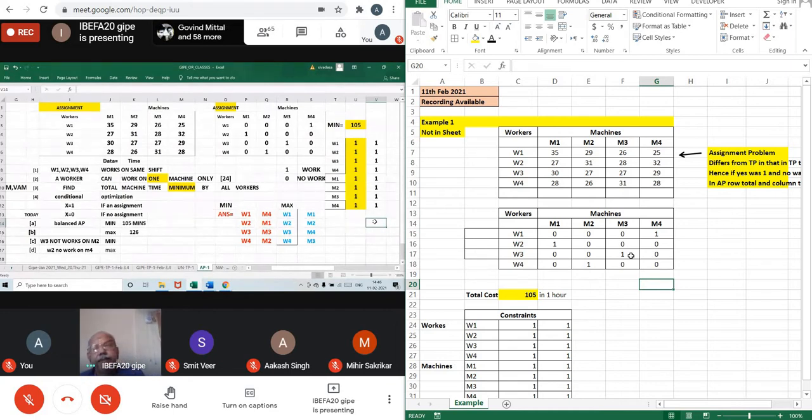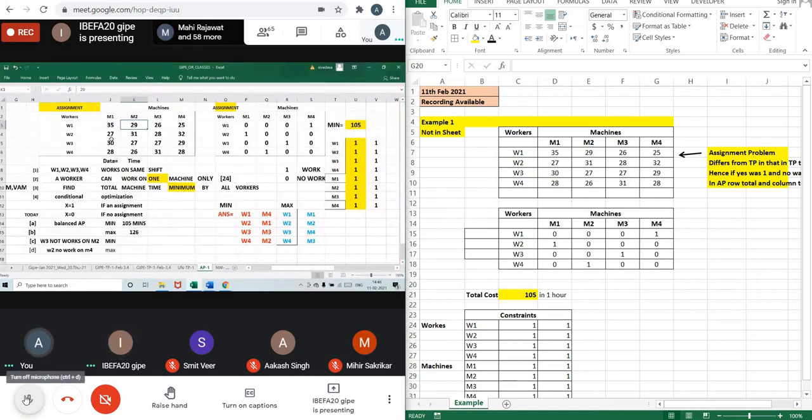Suppose, in a particular example, 35 units will be completed in an hour, 29 units are completed in an hour, and so on. The data tells you the number of units completed by the worker on the machine. Then what should be my objective? Maximize.